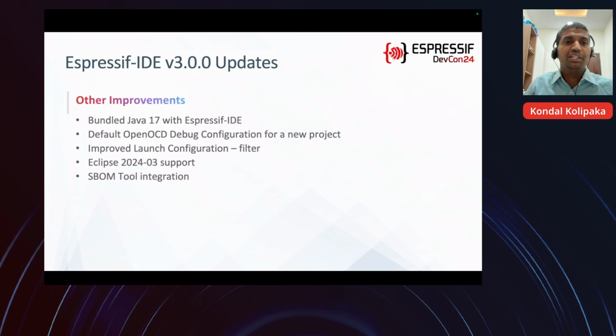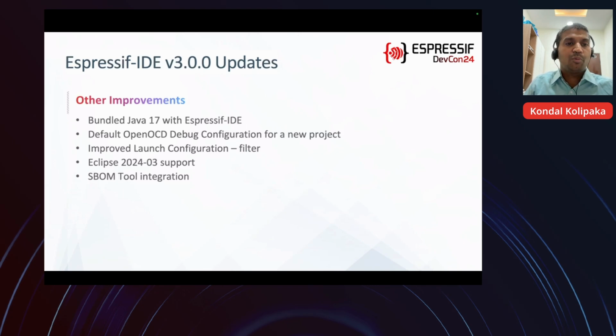We are also creating the default OpenOCD debug configuration for a new project. Earlier, a lot of configuration had to be done. Now, if you are creating a new project, we create this default debug configuration by default. We also made a couple of improvements on the launch configuration. For example, when you switch between run to debug or debug to run, we auto-choose the respective configuration so that with just a click of a button, you should be able to build a project.